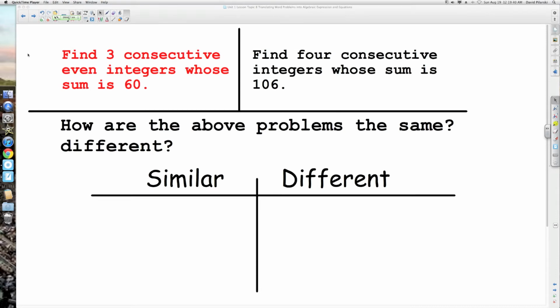Here we have 2 different kinds of problems. Find 3 consecutive even integers whose sum is 60. I just read what's in the red. In the black, it says find 4 consecutive integers whose sum is 106.